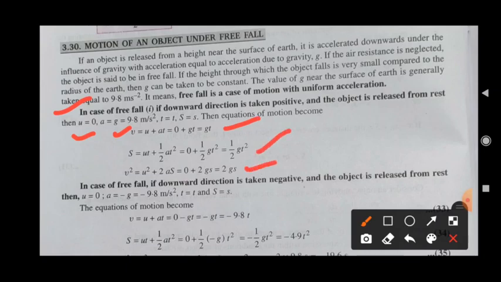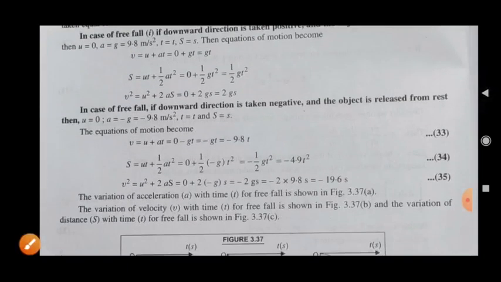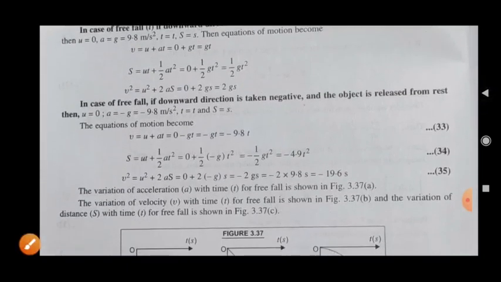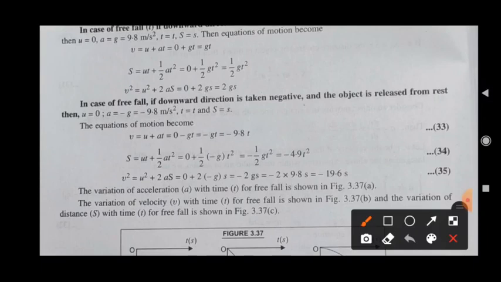This will be v square is equal to 2gs. Now if we take the downward motion as negative, then for the object here a will be minus g. So this equation will become this value. You can write down these values now.